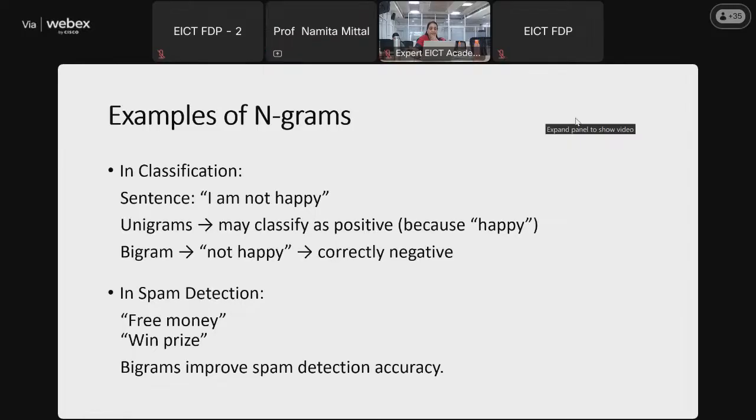In another example, in spam detection, like free money, if I take unigram, it would be free something and money something. When I take bigram, it is free money. If the rule says anything free is not good, then free money means it's spam. Similarly, if I take unigram in win prize, win is a good one, prize is also a good one. But win prize may be suspicious and it leads to spam. I hope you're getting it.